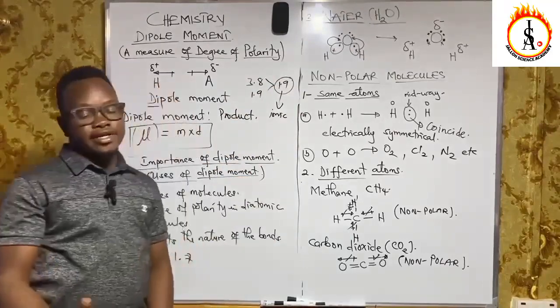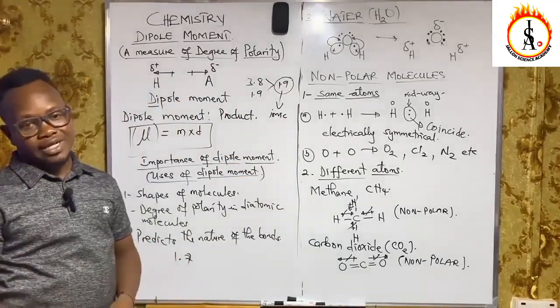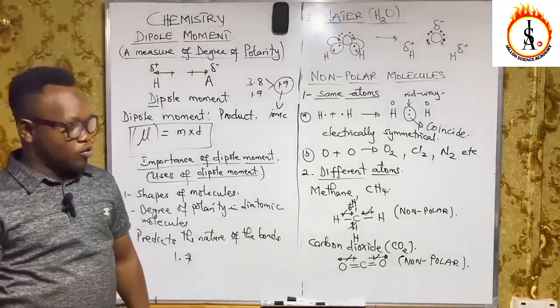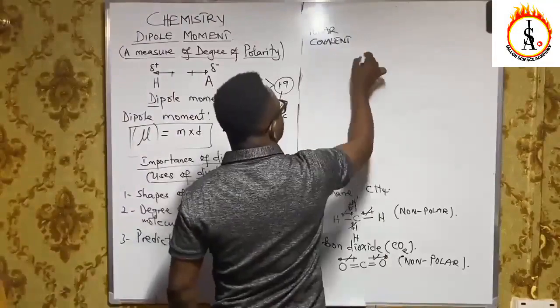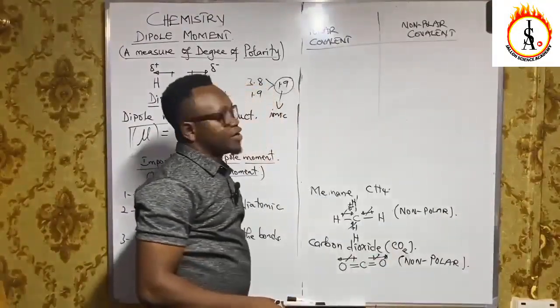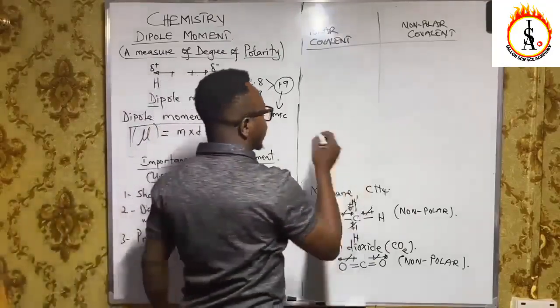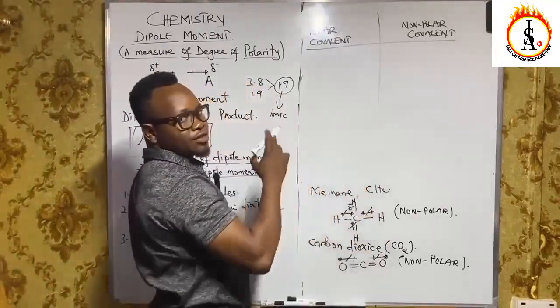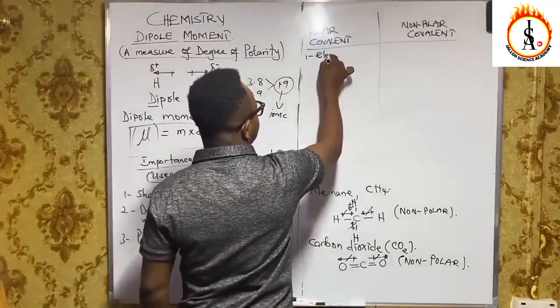Okay. So next we can differentiate between polar covalent and non-polar covalent. Now, in polar covalent here, you have what? The electron cloud shifted towards the electronegative atom.